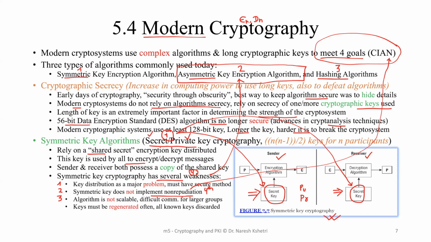And the last one is key generation, which is a tedious process. Each time a participant leaves the group, all the keys shared by that participant must be discarded. That means keys must be regenerated often. These are the four primary weaknesses of symmetric key algorithms, and we will discuss how they are overcome by asymmetric algorithms in our next video.